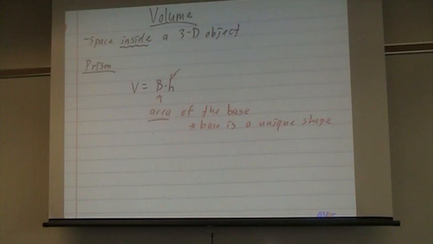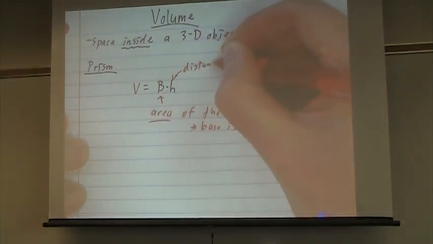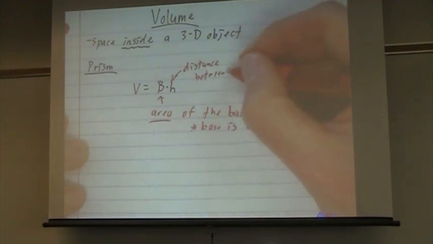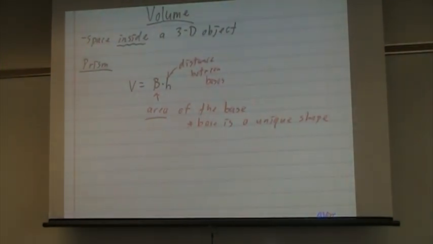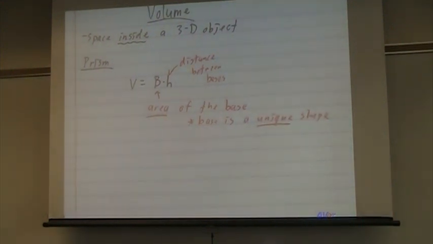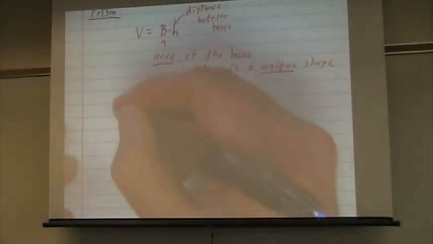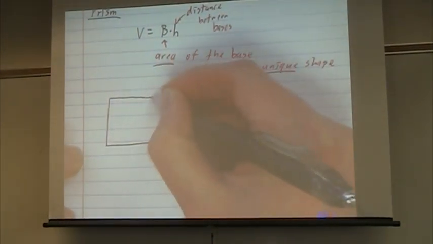So with the trapezoid, the height is the distance between the bases. It's the same thing here. Your height is the distance between the bases. And I'll give you some examples of prisms. Most classic ones probably some type of cube or a box.